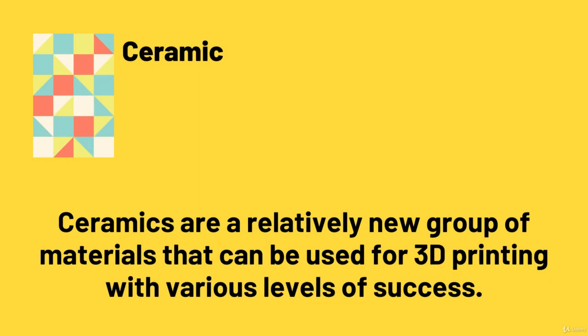The next material would be ceramic. Ceramics are a relatively new group of materials that can be used for 3D printing purposes. The particular thing to note with this type of material is that post-printing, the ceramic parts need to undergo the same process as any ceramic part made using traditional methods of production.